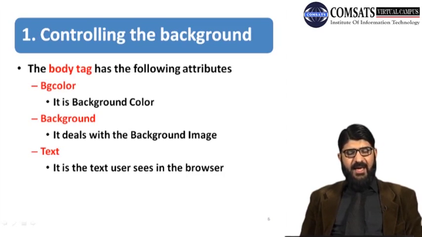The body tag has the following attributes. The major attributes for the body tag are: the first one is bgcolor, that is the background color. The second one is background, which deals with the background image. And the third one is text. The text is basically the text that is seen by the user in the browser. So we can control different body properties for body color, background and text.